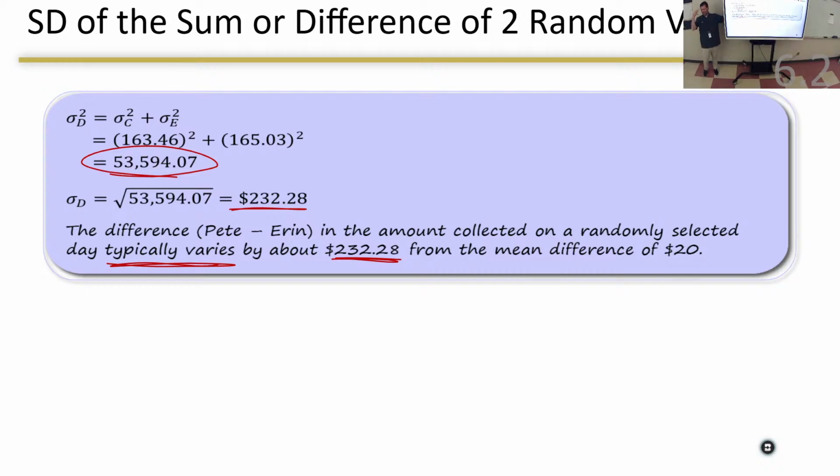Just kind of picture that. Just think about that kind of stuff every once in a while. See if it makes sense. If it doesn't make sense, you've probably done something wrong. I don't think it's typically going to vary $53,000. 200 is still quite a bit. All right, y'all good? Anything?